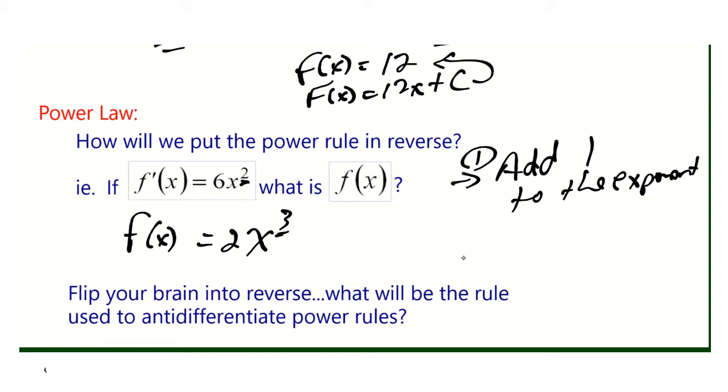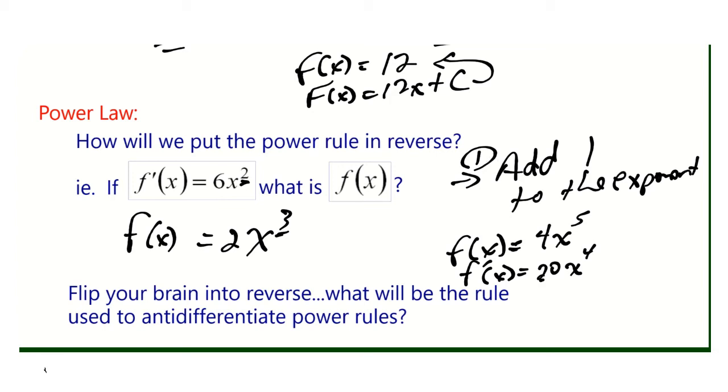Well, let's do a power rule just to refresh your memory. If I had 4x to the 5th and I did the derivative, I multiply these two together, and then I take one off the exponent. So we're basically trying to reverse those steps. The last thing I did is I took one off the exponent. So to undo that, I add 1 to the exponent.